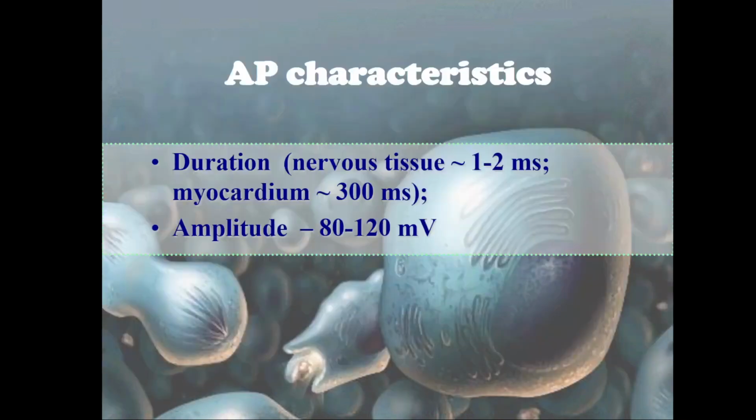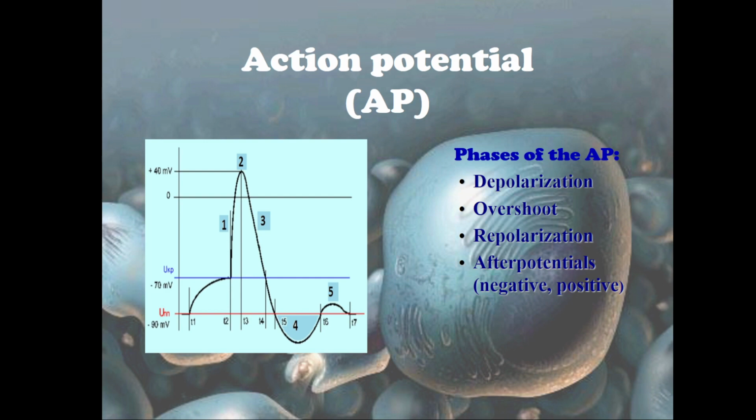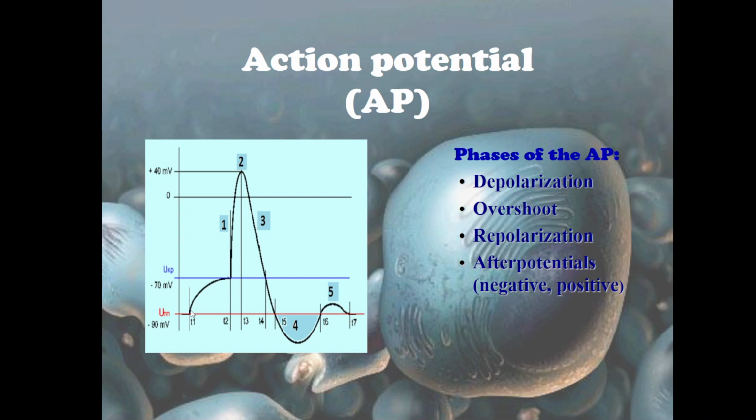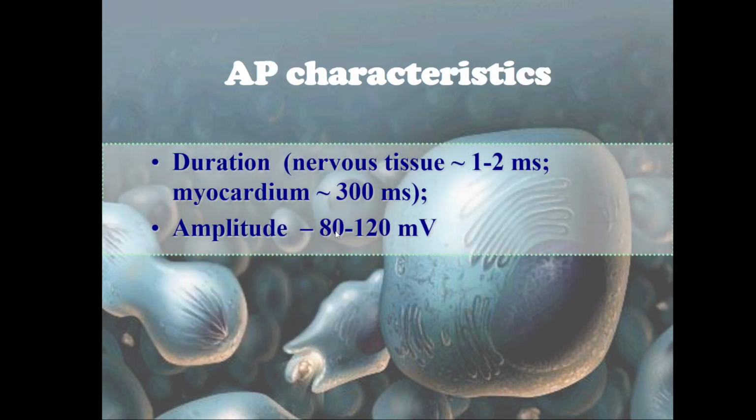Let's go back here. So the graph of an action potential, the phases of the action potential. Here are the characteristics of the action potential. It is characterized by lasting time, by duration. As you see, in nervous tissue it stays around 1 to 2 milliseconds. In myocardium, 300 milliseconds. And the amplitude. The amplitude is the maximal deviation from the resting membrane potential. Look here, from negative 90 to positive 40 millivolts. So as you may see, the total amplitude of this deviation is 130 millivolts. Clear? 130 millivolts.